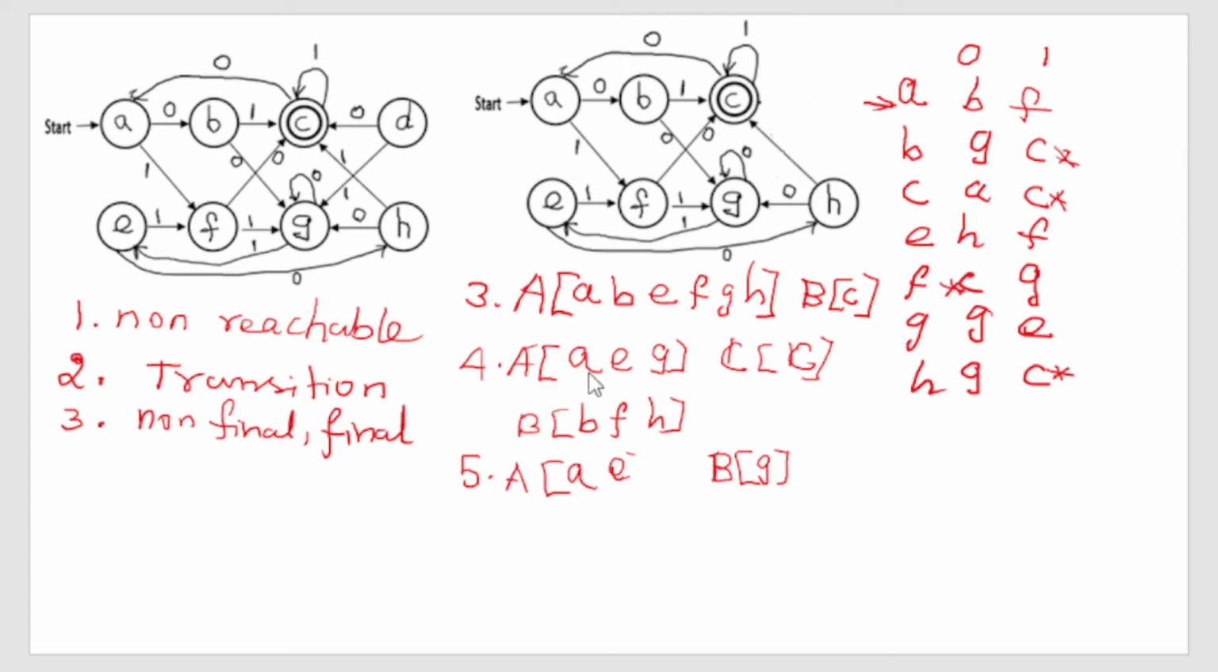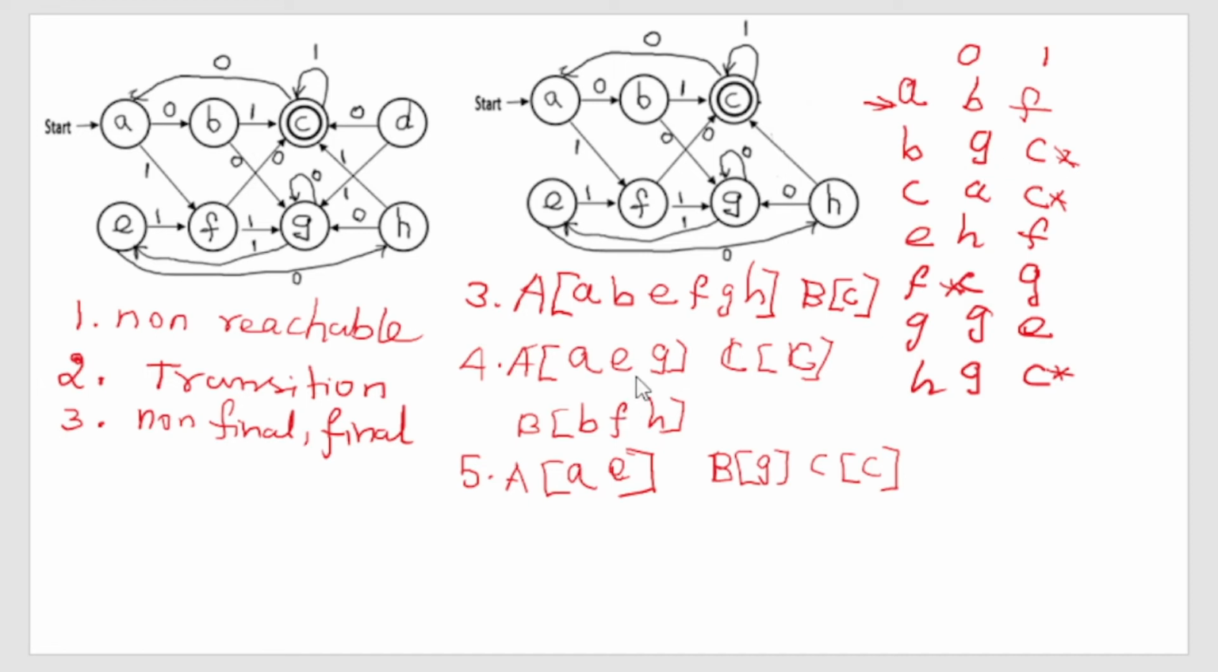Next C. C is always in the final state. So C is the final state, so we have to place it. And then go to B, F, H. Take B. B leads to G and C, which is in a different group. So we can place B in a separate group, that is D. Let me mark that as D.